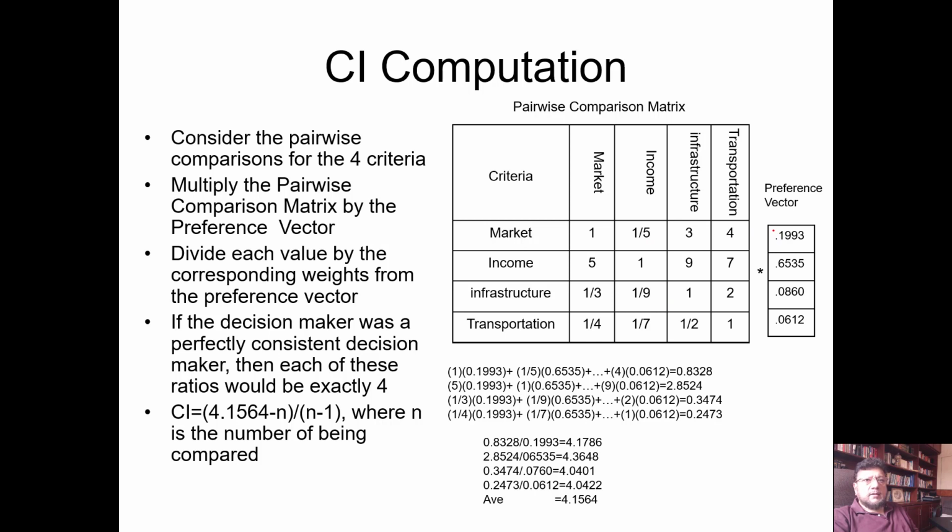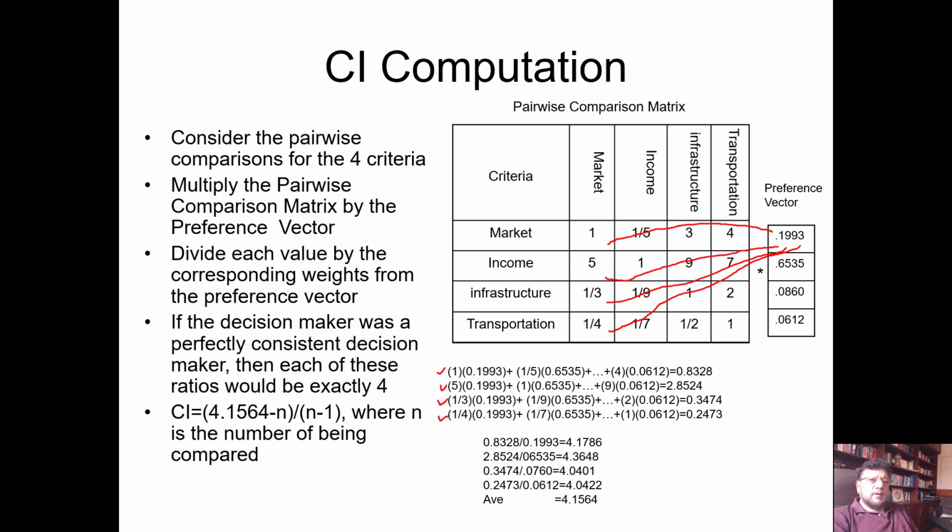We start by taking the preference vector from market and multiplying all the cells within the market column by this number. We take the next one, which is income, and multiply all the cells within the income column by the preference for income. So this would be 1 multiplied by 1.19, then the same thing with 5, multiplied by 1/3, multiplied by 1/4. This calculation is just repeated. This was the first calculation. You repeat the same calculation for each one of these columns, and you add up these numbers.